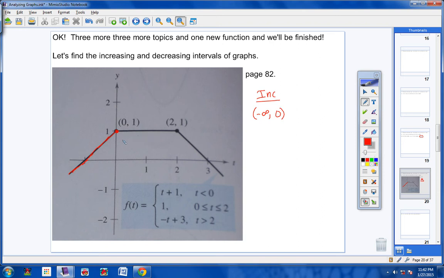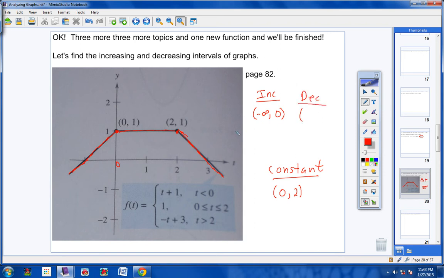Now here's something new. We call this constant. So now there's an interval where the graph is constant. It's not increasing and it's not decreasing. So it's constant from here to here. Now what is your x value? 0. What is your x value? 2. So it's constant from 0 to 2. Okay? Then from here down it's decreasing.